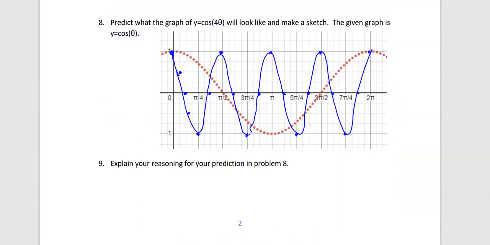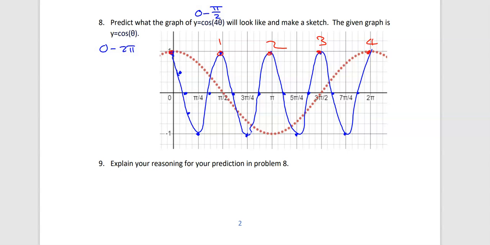All right, so for cosine, 1 period is from 0 to 2 pi. For cosine 4 theta, a period would be 0 to pi over 2. So starting here to here, that's the first period, second period, third period, and the fourth period. So we're getting basically 4 periods.